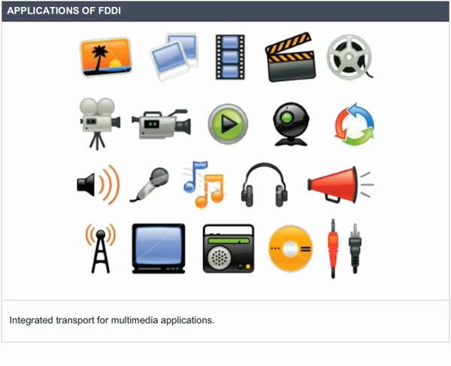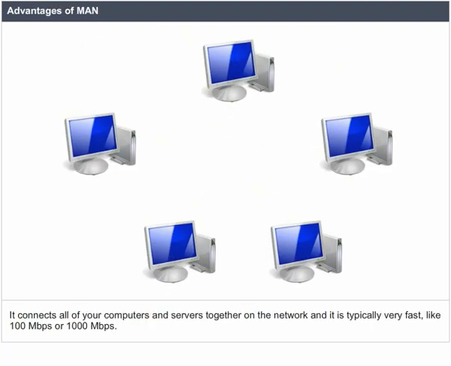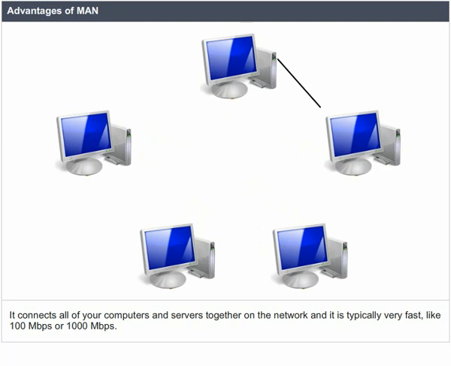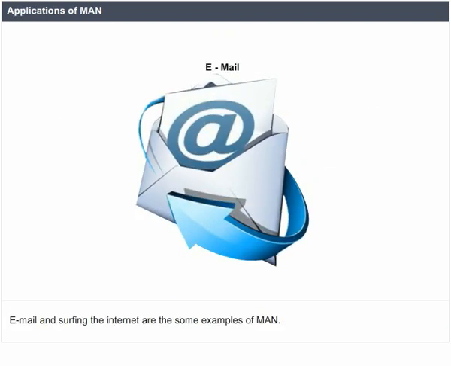Advantages of MAN. It connects all of your computers and servers together on the network, and it is typically very fast, like 100 Mbps or 1000 Mbps. Applications of MAN. Email and surfing the internet are some examples of MAN.